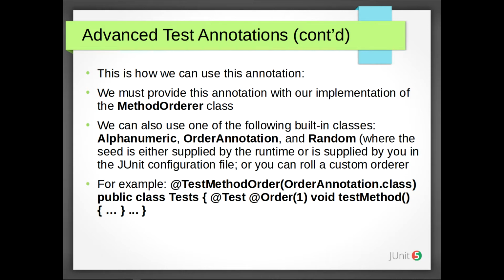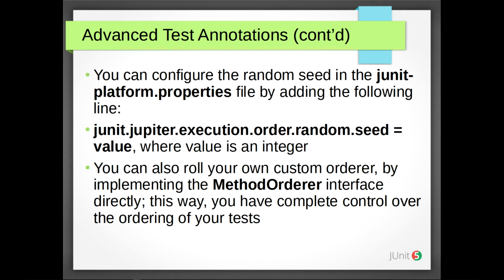Alright, let us continue. You can configure the random seed for the random method orderer in the junit-platform.properties file by adding the following line: junit.jupiter.execution.order.random.seed=value, where value is an integer. And I'm going to make a 15-second pause for you to write out this line. Please use number 1 for value.